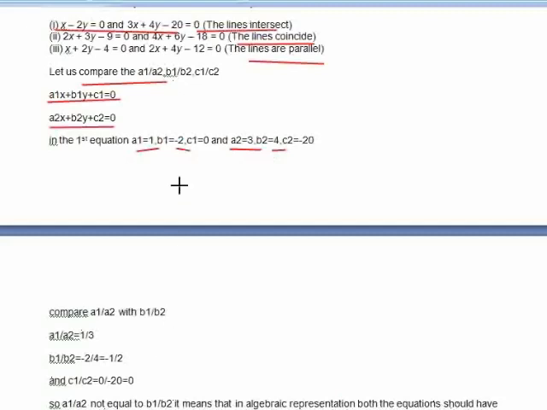So here a1 by a2 does not match with b1 by b2. Okay, so a1 by a2 is not equal to b1 by b2. If this kind of situation arises after comparing the values, then we can conclude that the lines represented by the two linear equations will intersect each other and they will have a common point.